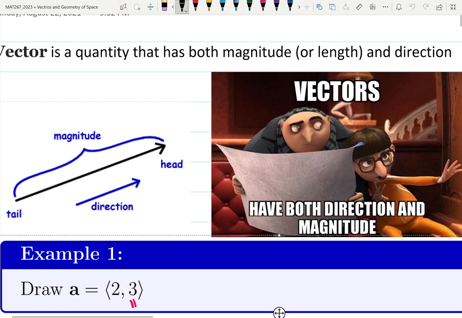So the idea is, here's how we draw it. The vector has a beginning, sometimes called the tail, and an end, sometimes called the head, and then it has a direction. That's why it's pointing somewhere. And then it also has a size, and size is the magnitude.